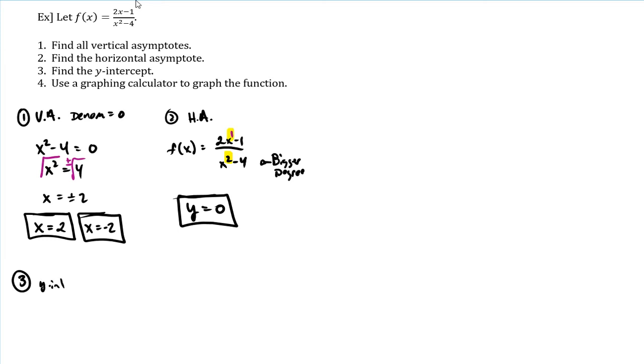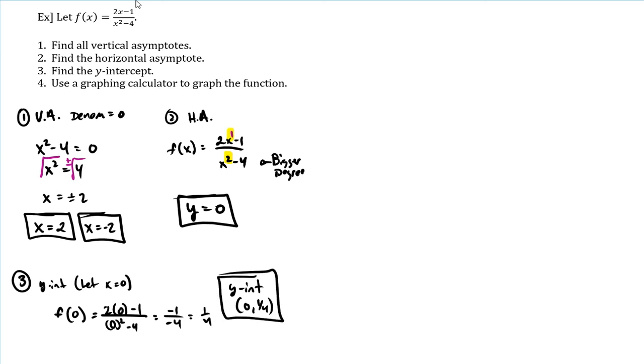So the y-intercept is always where you just let x equal 0. So it would be f of 0 is equal to 2 times 0 minus 1 over 0 squared minus 4. So 2 times 0 is 0, minus 1 is negative 1, 0 squared is 0, minus 4 is negative 4, and then it would simplify to be 1/4. Okay, so our y-intercept is 0 and 1/4.